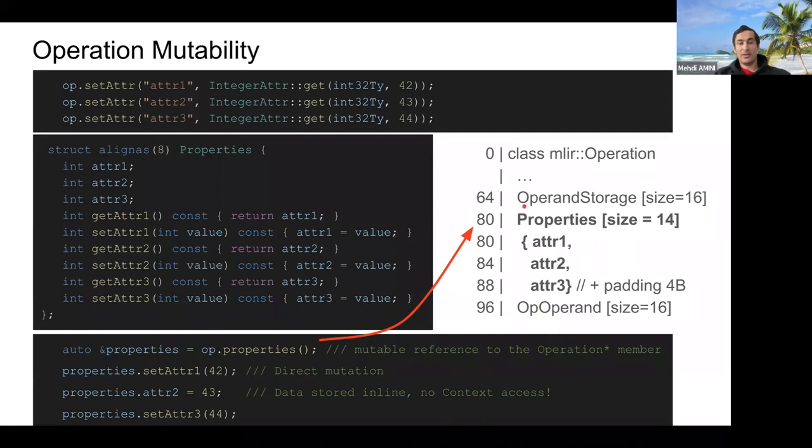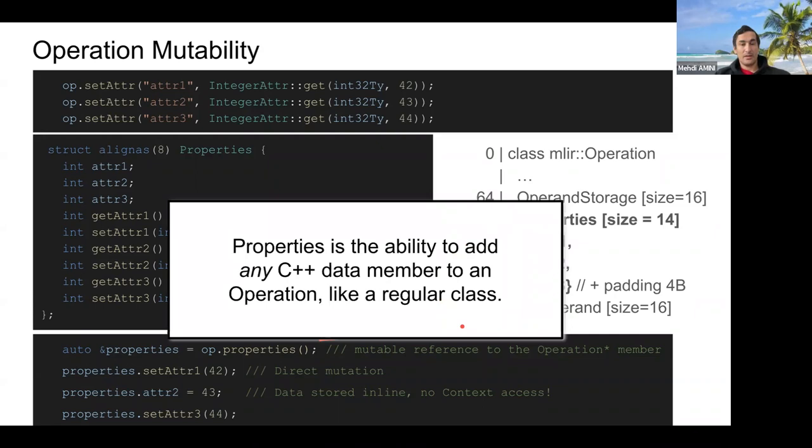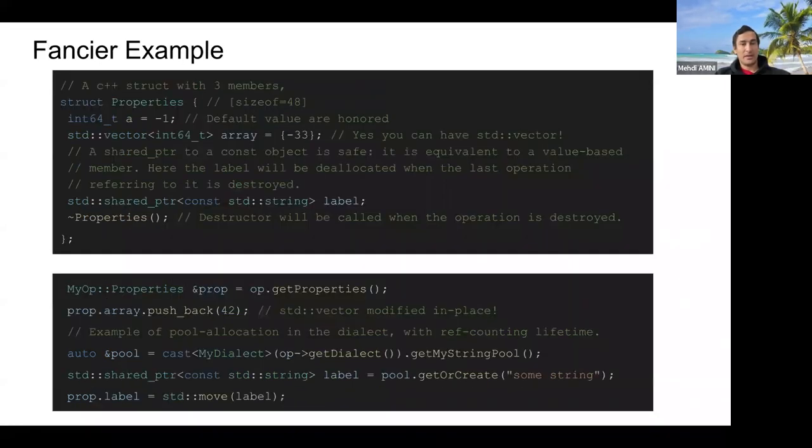The layout in memory would look like this, right? We have the operation class, and after the end of the class, the operand storage, you get these properties in this new struct, exactly the one that is defined here, and you have those attributes exactly as members, plus some padding here to align, and then you have the operands of the operation. And so properties, you can see it as the ability to add any kind of C++ data member to an operation, making it look more like a regular class. That's a brand new extensibility mechanism. And it has some interesting things that you can do.